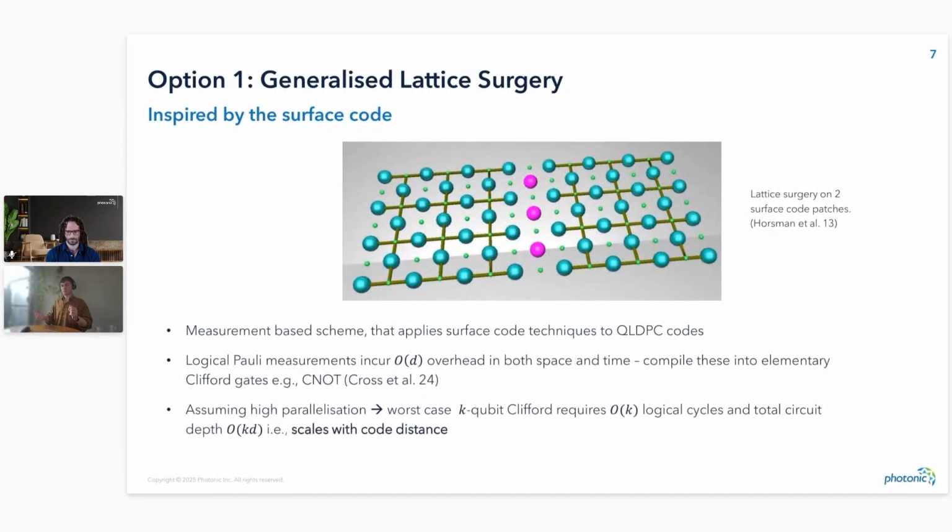Okay, so how do we go about implementing logic? There are a few different methods for implementing logic in QLDPC codes. One of them we call generalized lattice surgery. This is a measurement-based scheme that borrows techniques more commonly seen with the surface codes. How does this proceed? The first thing we do is enact measurements of joint logical Pauli operators. We then compile these into elementary Clifford gates, for example, isolated CNOTs or single qubit Hadamards. And then we compile these isolated gates into more complex operators.